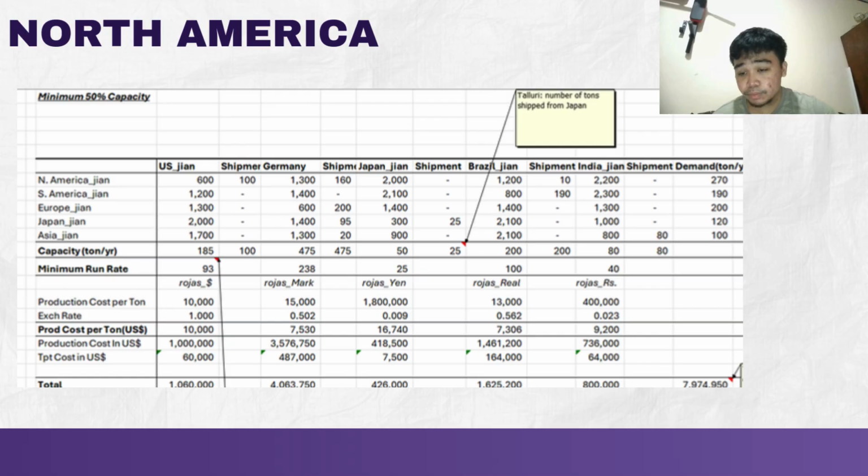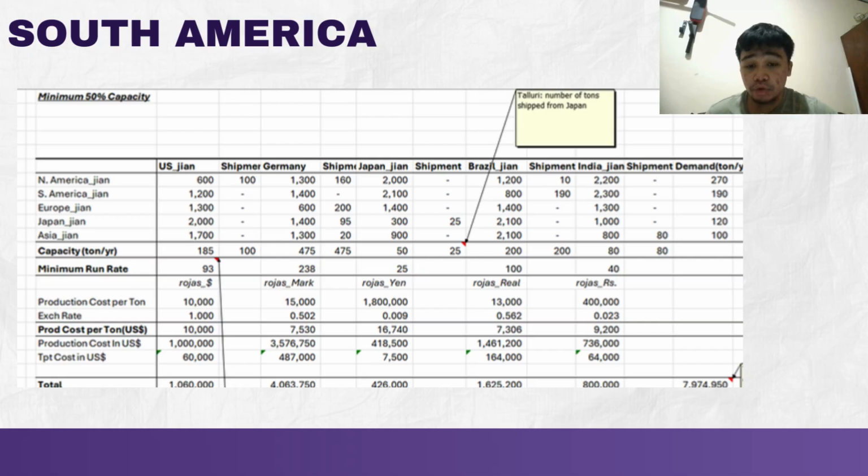To break down the data, the production cost per ton in US dollars is $10,000, and the transportation cost is just $60,000. So it is best to just get the ink from the United States factory. And we should move on to South America.